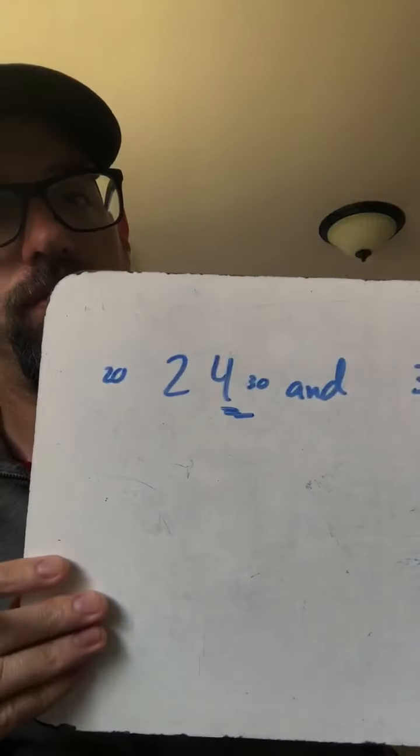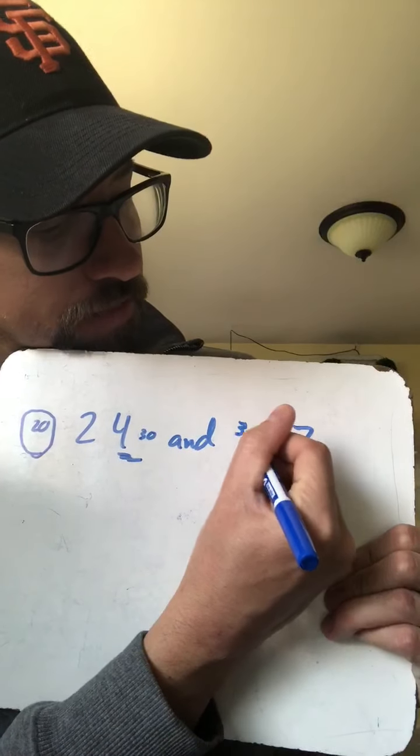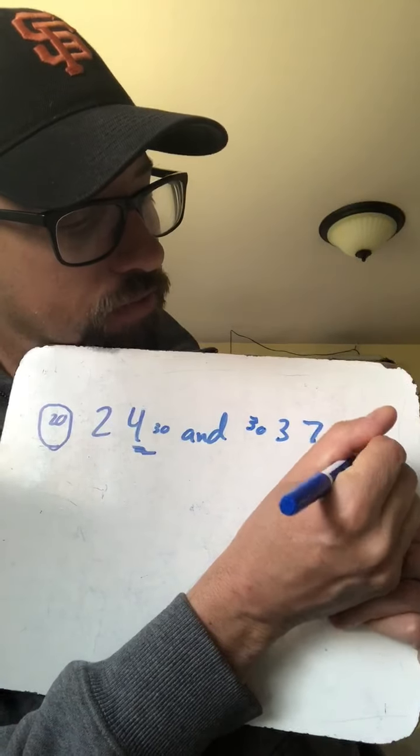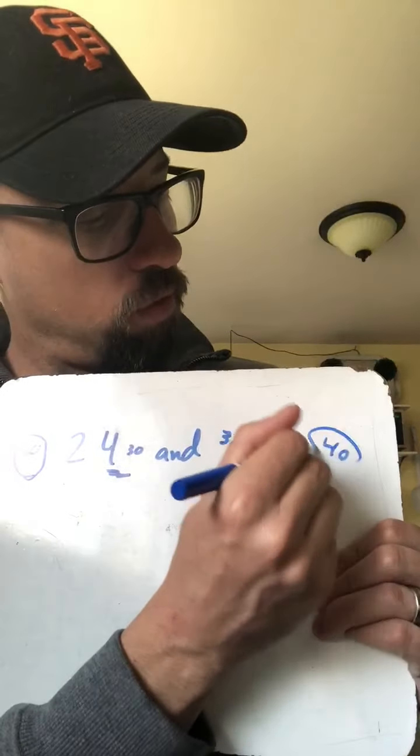Okay, and because we look at the 4, which one is the answer? That is 20. Okay, and then we do the same thing for 37 on the other side. 37 is between 30 and 40. We look at the 7, and the 7 tells us we use the 40.